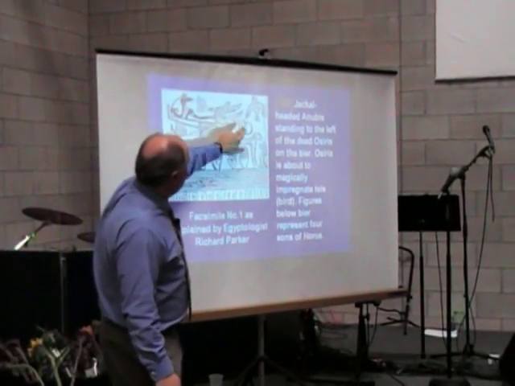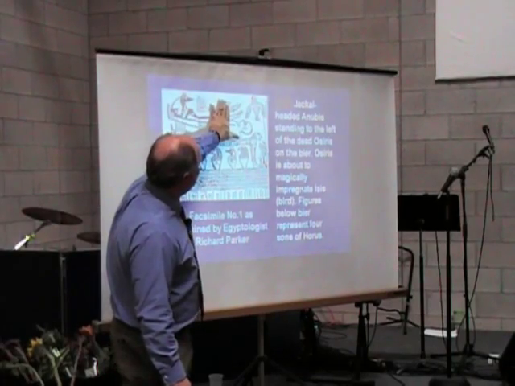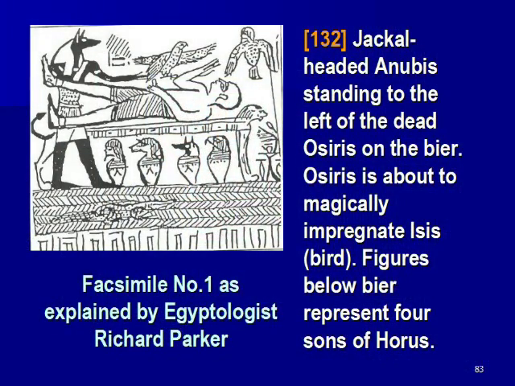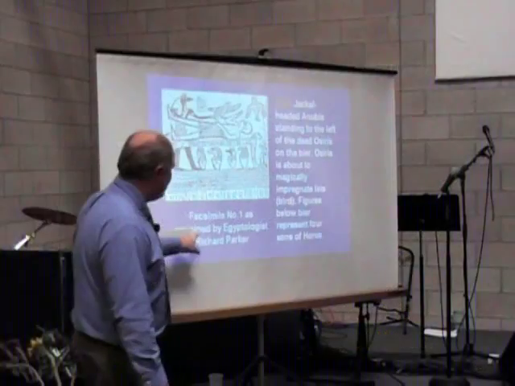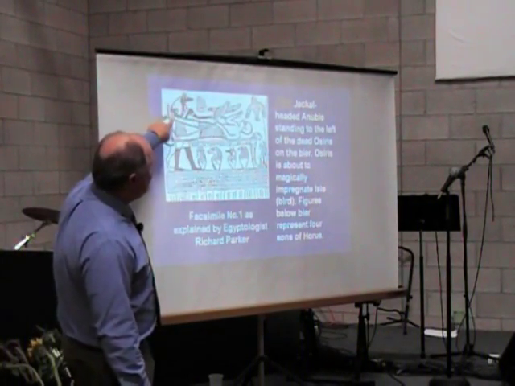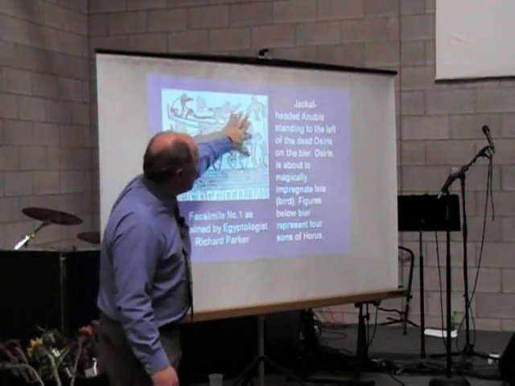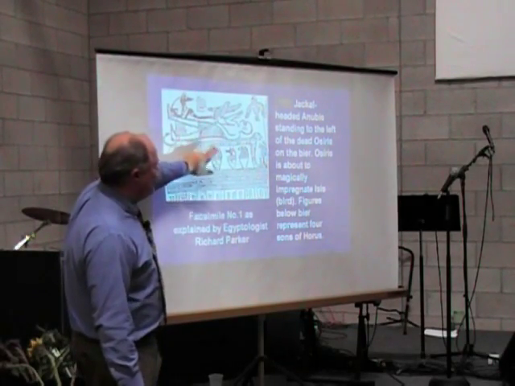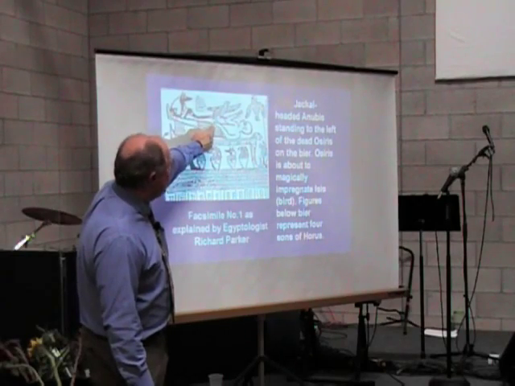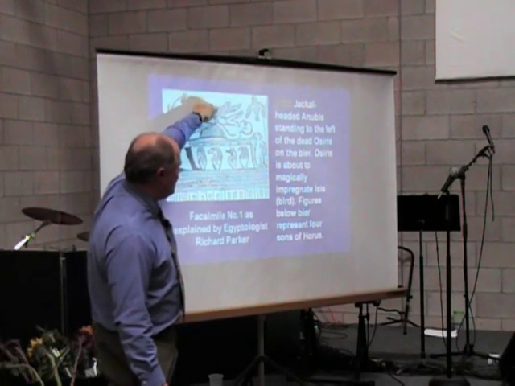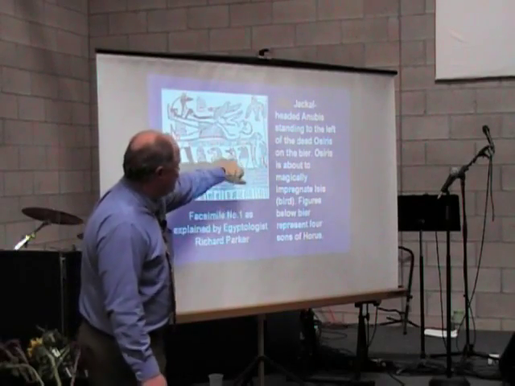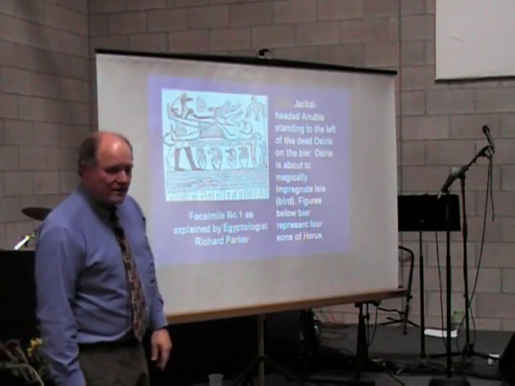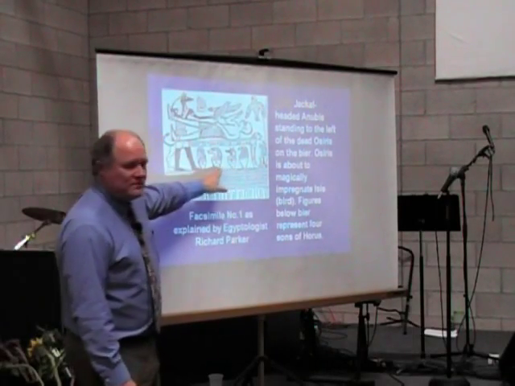And we also have something missing here. Remember, that part of the parchment was gone. I want you to look very carefully at the midsection of this gentleman. You can wonder why Joseph Smith probably got that one wrong. But anyway, here's what we have according to an Egyptologist. The jackal-headed Anubis standing left to the dead Osiris, not Abraham, who is on this bier. Osiris is about to magically impregnate Isis, which is this bird above him, and the figures below the bier represent the 4 sons of Horus, and they are in the shape of what we know as canopic jars.